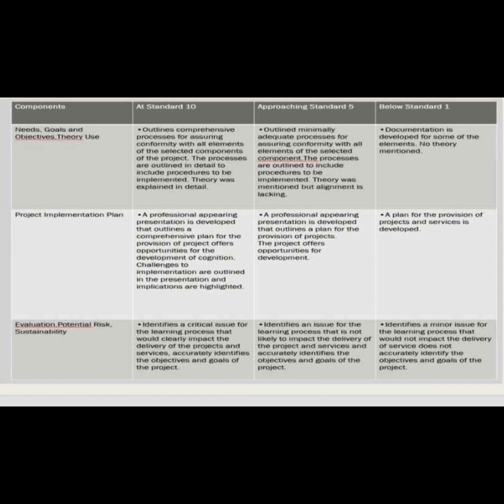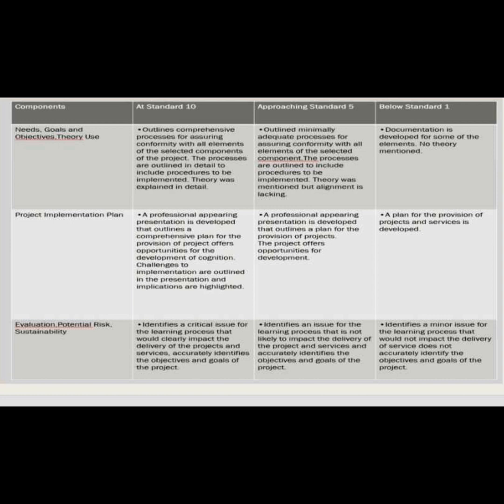Component: Evaluation, potential risk, sustainability. Approaching Standard 5: identifies an issue for the learning process that is not likely to impact the delivery of the project and services and accurately identifies the objectives and goals of the project.